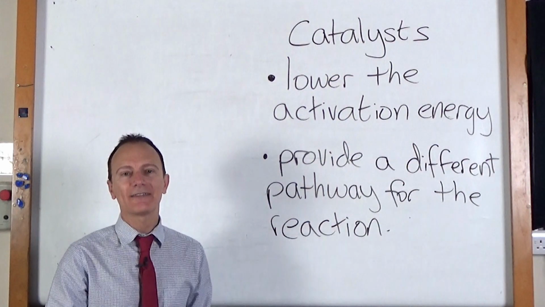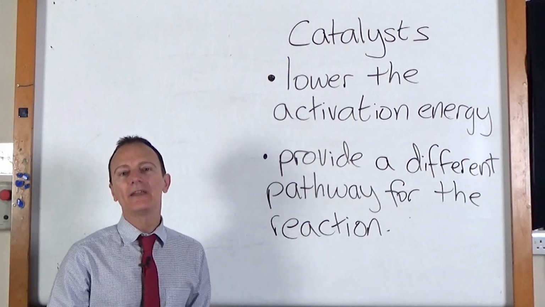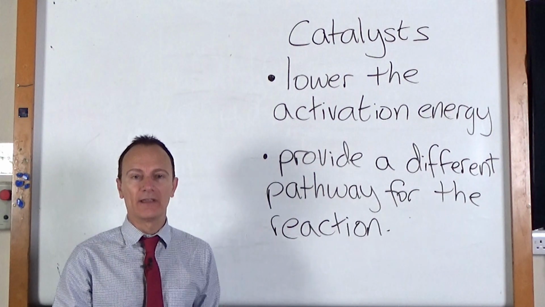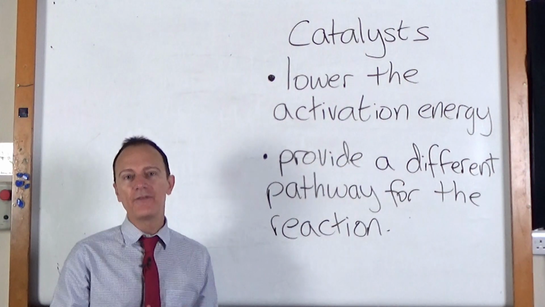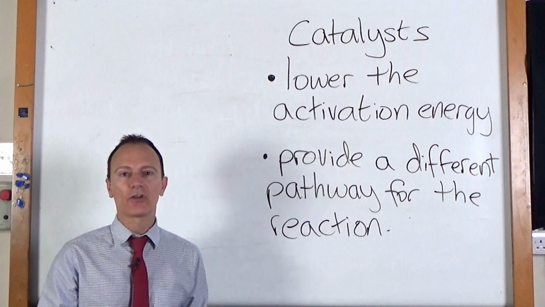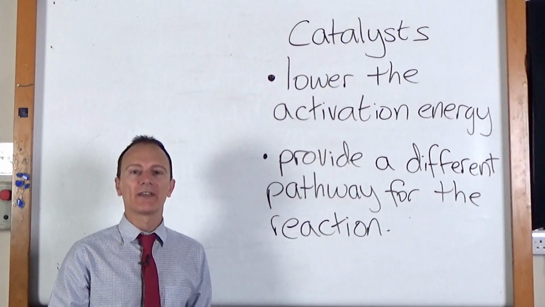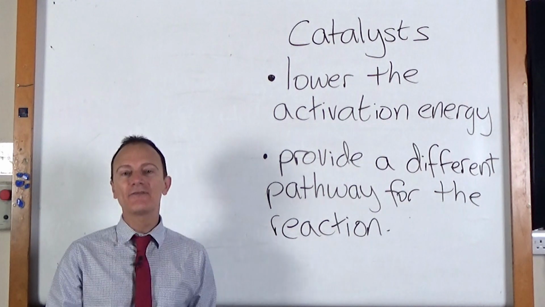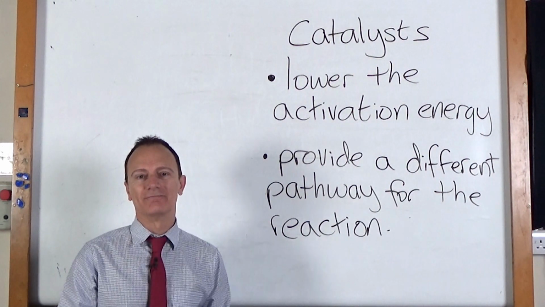So how do catalysts actually work? How do they speed up the chemical reaction? Well, they lower the activation energy. So even the particles that are moving around more slowly with less energy, they then have enough energy to cause a reaction and cause a successful collision. And catalysts do that by providing a different pathway for the reaction.